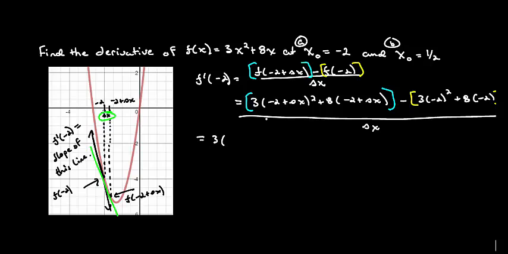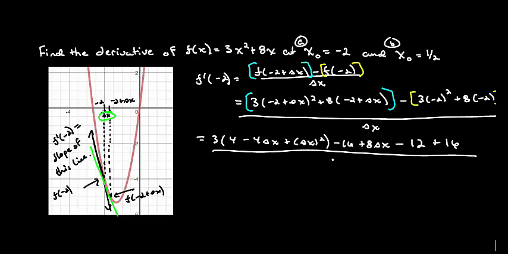So this is going to be 4 minus 4 delta x plus delta x squared minus 16 plus 8 delta x minus, now this is 4, right, because -2 squared is 4 times 3 is 12, so minus 12, and then it's going to be plus, because 8 times 2 is 16, -16 minus a negative is positive 16, and that's over delta x.